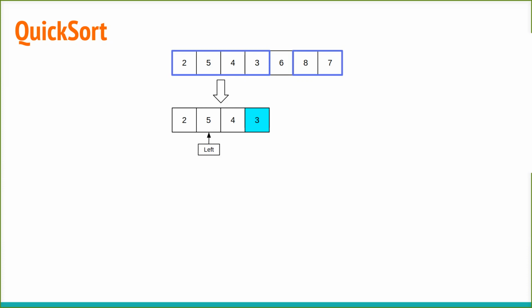We now need to find right. So we start at the right, which is 4. 4 is greater than 3, so we won't mark that as right. 5 is greater than 3, so that won't be marked as right. 2 is less than 3, so that is marked as right. And what do we notice here? Right comes before left, so we're in the else statement. And so what I'm going to do is I'm going to swap left with the pivot element.